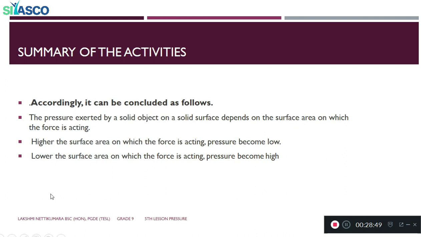So this is the summary. I think there is no need to explain it again. Anyway, accordingly it can be concluded that the pressure exerted by a solid object on a solid surface depends on the surface area on which the force is acting. The higher the surface area, the lower the pressure. The lower the surface area, the higher the pressure.